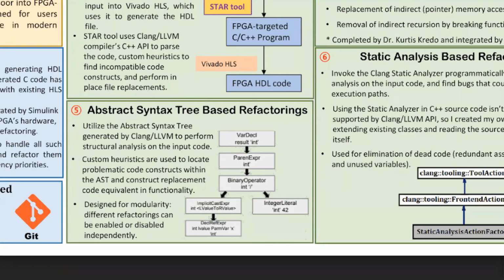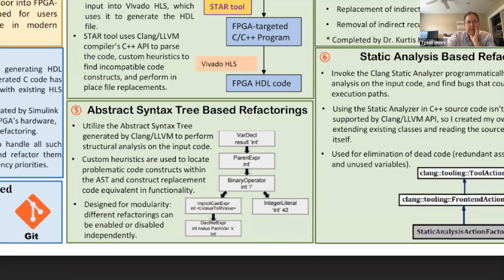So it only does structural analysis of the abstract syntax tree, or the structure of the source code, to perform refactorings. I'm using custom heuristics, which are basically traversing the tree in various ways to identify those problematic code constructs, and then functionally equivalent replacement code constructs are created that are compatible with Vivado HLS, as we see on top.